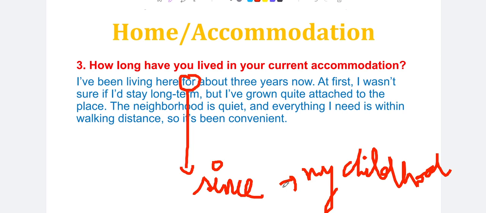So you should be very careful about the grammar here. I have been living here refers to the past, linking past to the present. It's present perfect continuous. I hope it is clear.